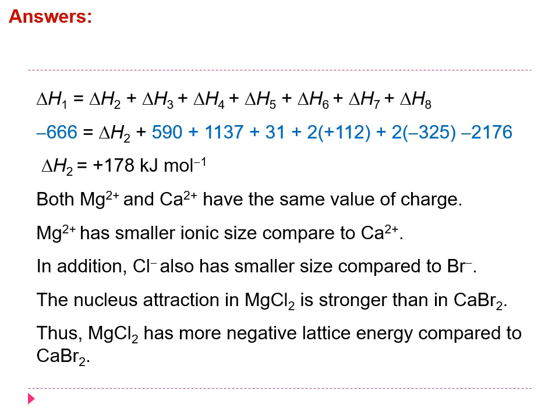Now, both Mg2+ and Ca2+ have the same value of charge. So, we compare the size. It turns out that Mg2+ has smaller ionic size. So, this one, you have to go back to chapter 4, Sem 1, or you can go straight away look at the periodic table at group 2.